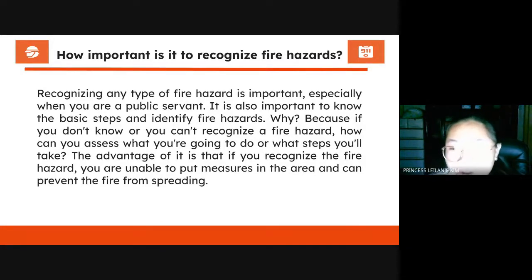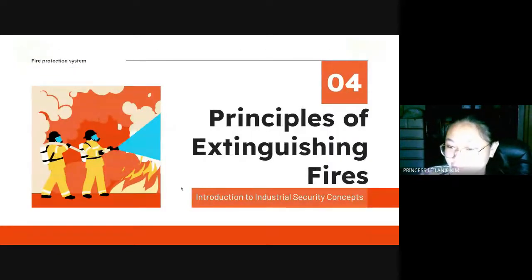Recognizing any type of fire hazard is important, especially when you are a public servant. It is also important to know the basic steps to identify a fire hazard. Why? Because if you don't know how to recognize a fire hazard, how can you assess what you are going to do, or what steps you will take? The advantage is that once you recognize the fire hazard, you are able to put measures in the area and can prevent a fire from spreading. Thank you, mate.